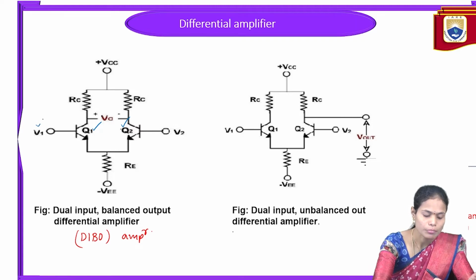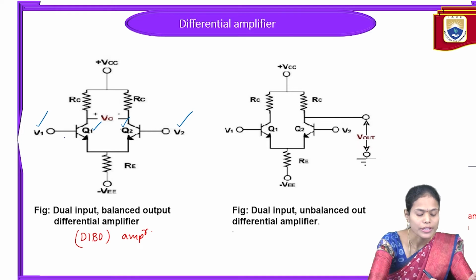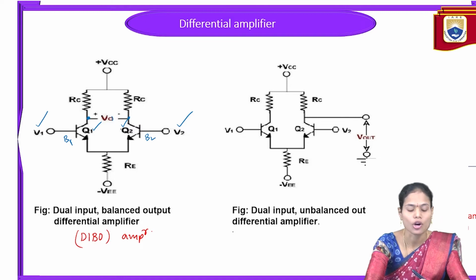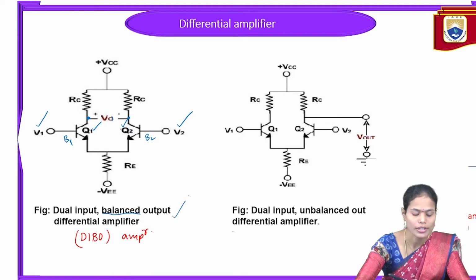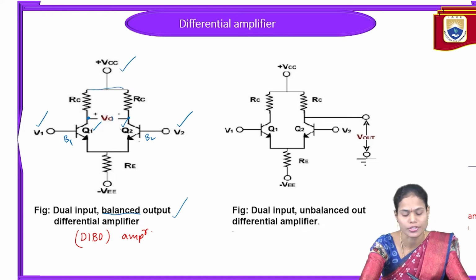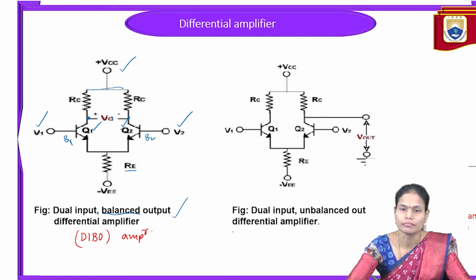Here it is dual input, so we are providing both the inputs V1 and V2 to the bases of both the Q1 and Q2 transistors. And the output voltage we are taking across the collectors of the two transistors in common, so that's why it is balanced output. If we are measuring across the two common points, we call it the balanced one. If we are taking any one collector, then it is the unbalanced one. This is the dual input balanced output differential amplifier. For both the collectors we are providing the common supply VCC, and both the emitter resistances are replaced with the common resistance RE, which is connected to minus V.